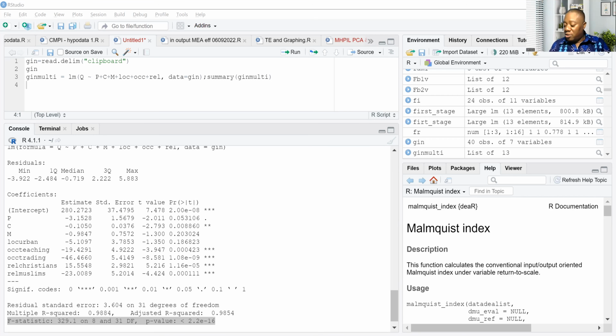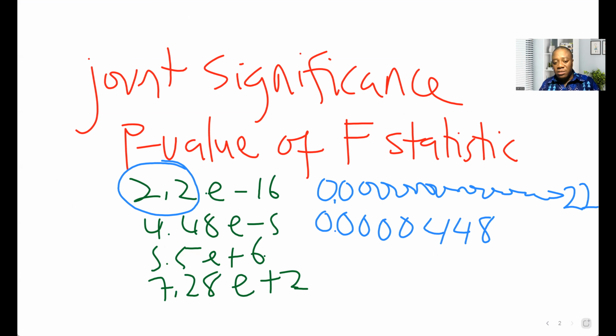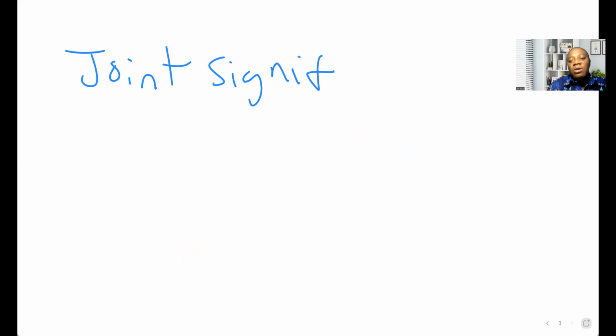All right, okay. So now let's go to, I don't know where I was, but I want to believe that I was on the F test. How do you know that the coefficients are jointly significant? Let me just use a new page because I'm not seeing it. So the question was joint significance. How do you know that the coefficients are jointly significant?